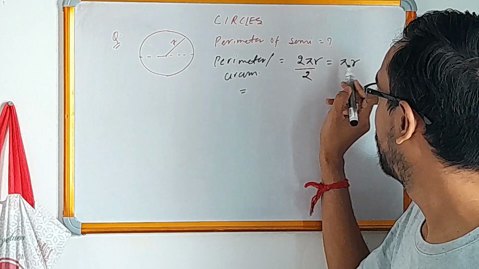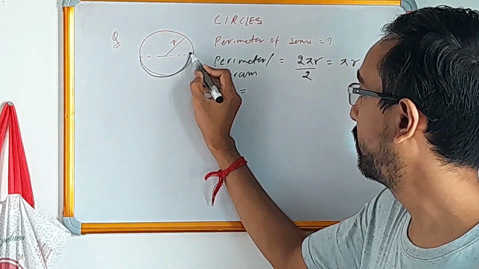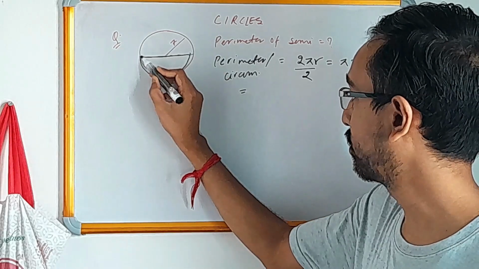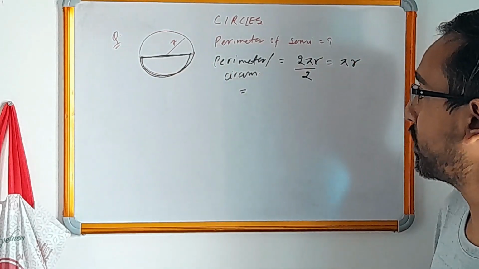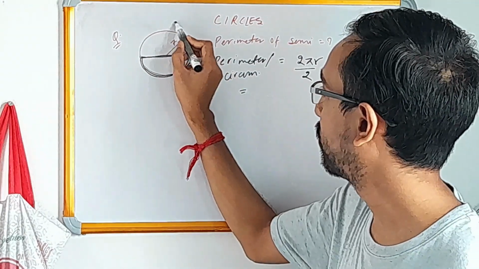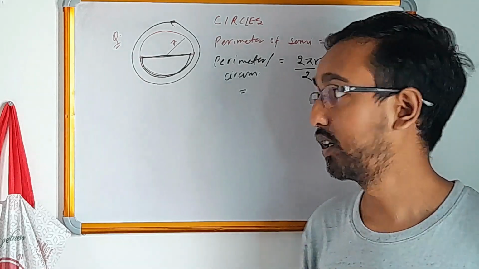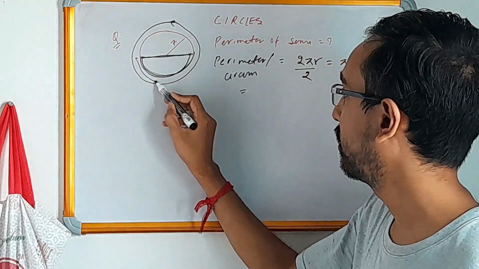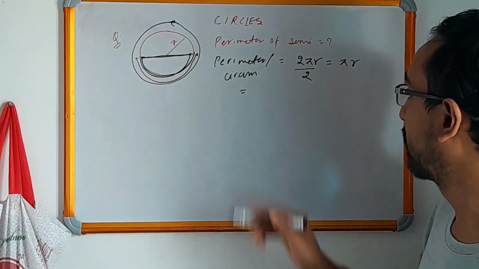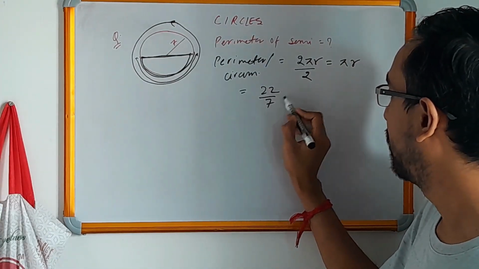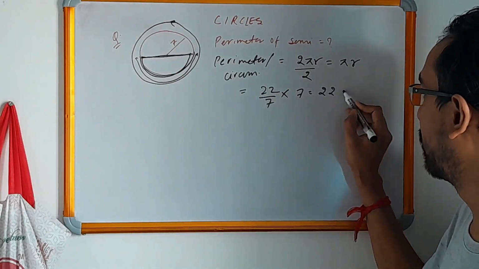So if you want to find the perimeter of a semicircle, suppose you have to find the perimeter of this, we have to add this length and this length. So we know that the whole outer region is given by 2 pi r. If we go from here to here only, it will be 2 pi r by 2, which is pi r. So it comes to 22/7 into the radius 7, that is 22 cm.